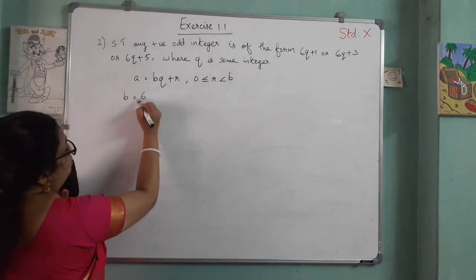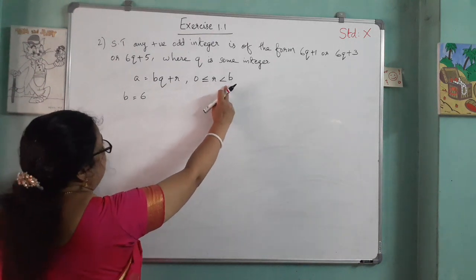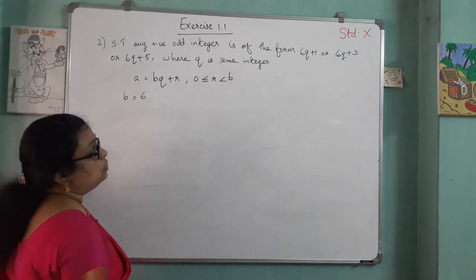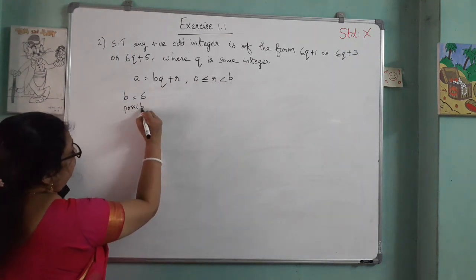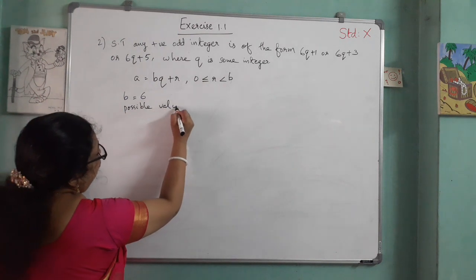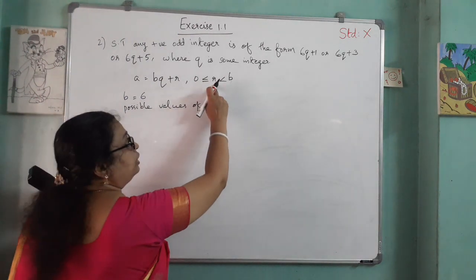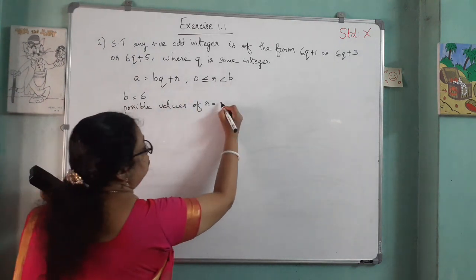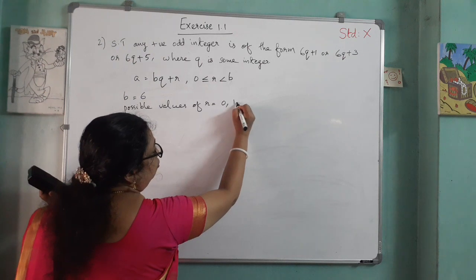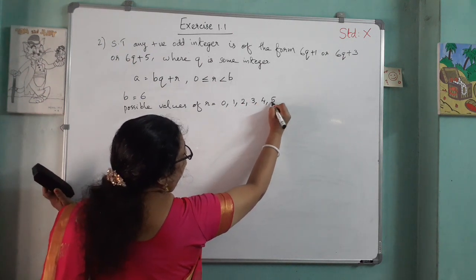So this is of the form a equals bq plus r, that is 6q plus 3 or 6q plus 1, 6q plus 5, etc. Here b equals 6. We know that the remainder r is always less than b. So what are the possible values of r? b is equal to 6, so the possible values of r are 0, 1, 2, 3, 4, 5.